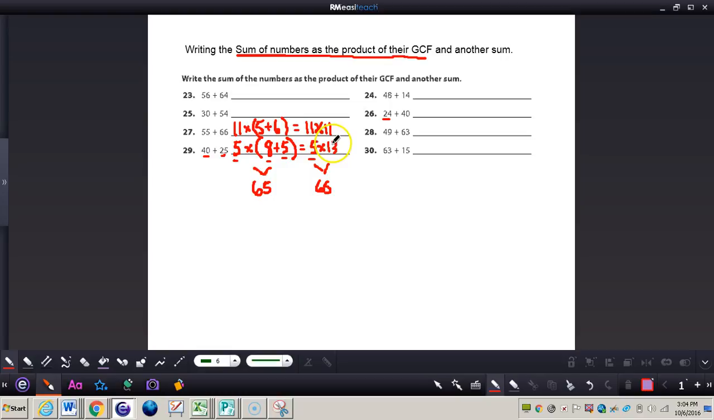So this concludes the video on writing the sum of numbers as the product of their GCF and another sum. This can be a little tricky of a concept, but it is important to follow these simple steps that I showed you in the video.